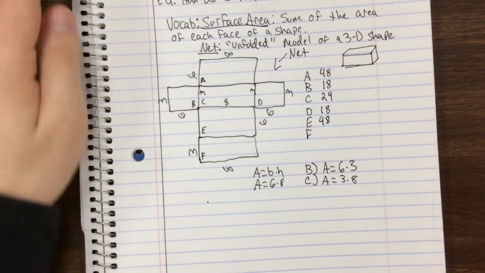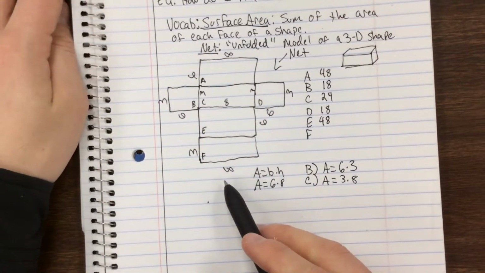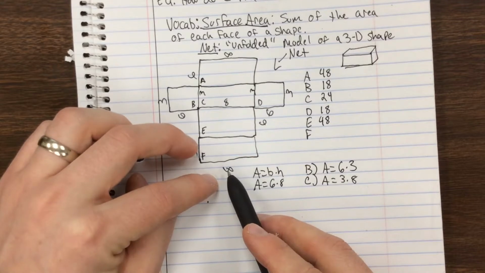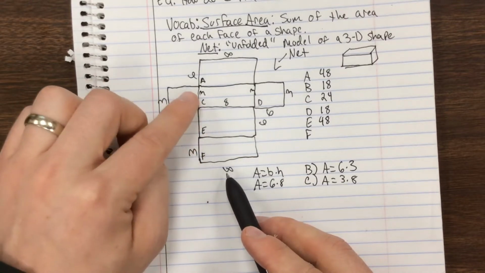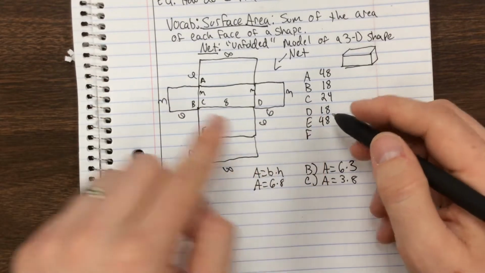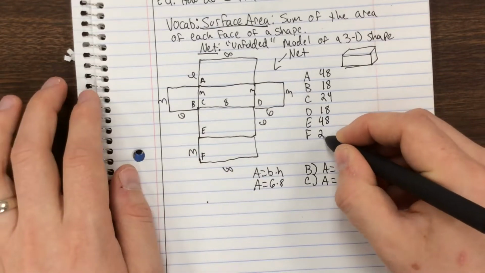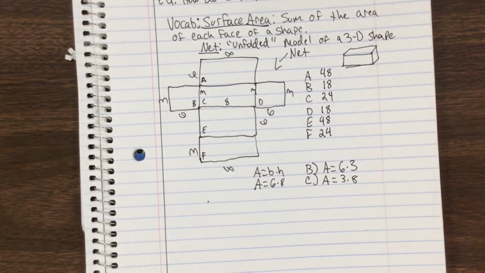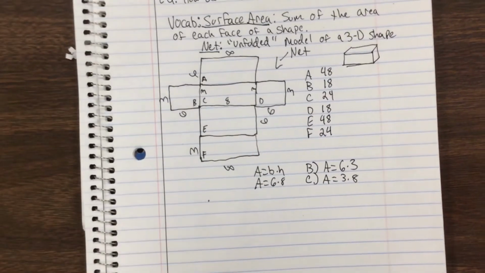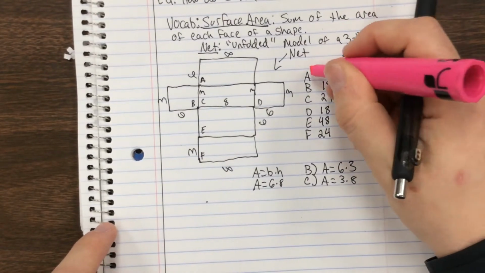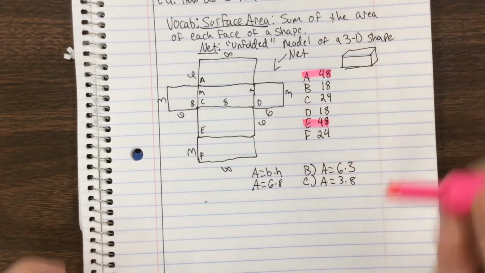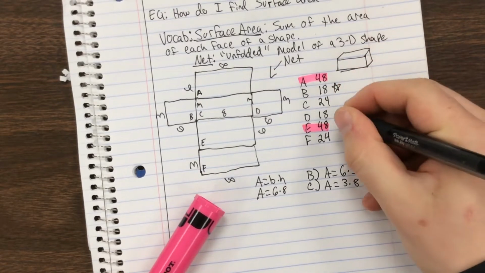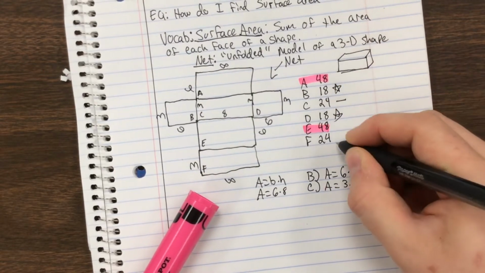And now we have F. F is the same shape, the same size as C. If you look, you can see what C was, 24, right? Because you have 8 times 3, so this is 24 also. So if you notice this, you have shapes that are the same. Like A and E are the same, B and D are the same, and C and F are the same.